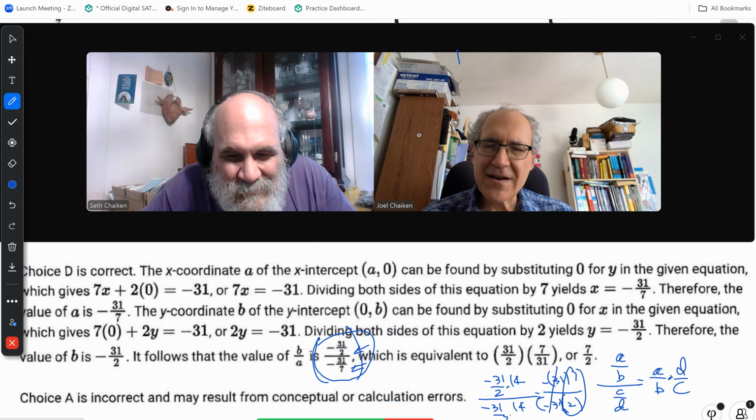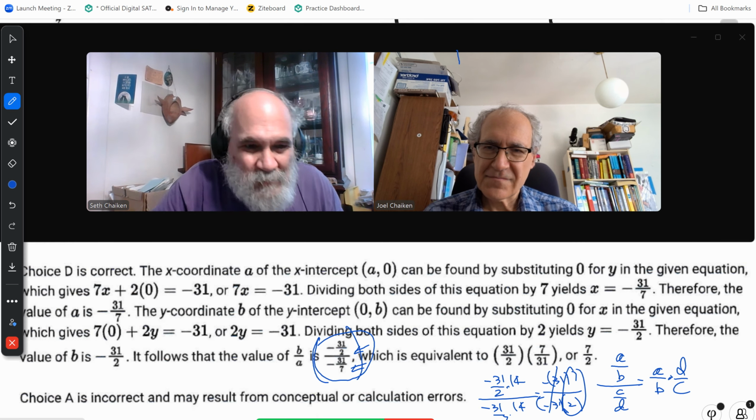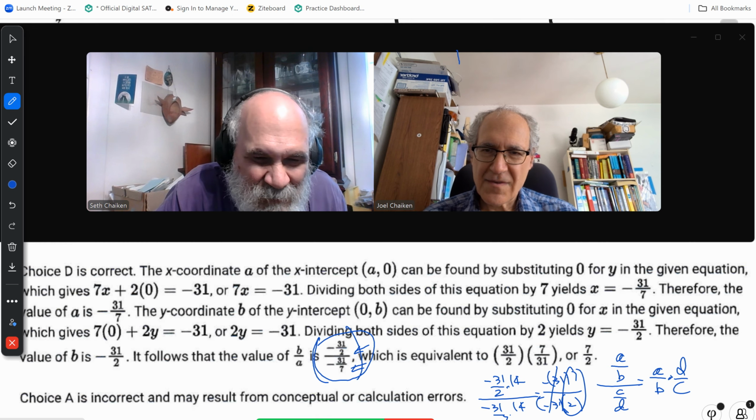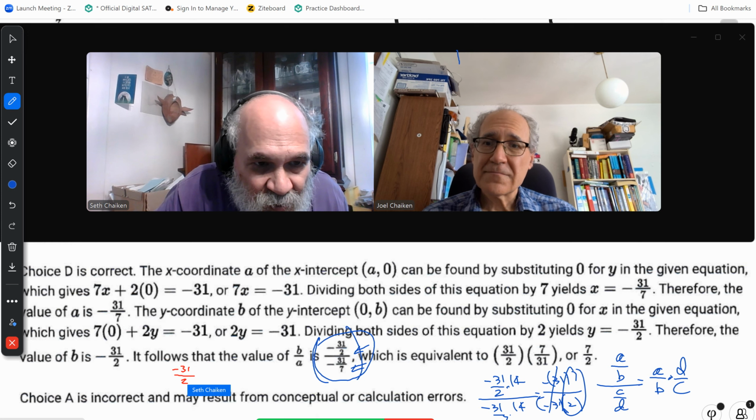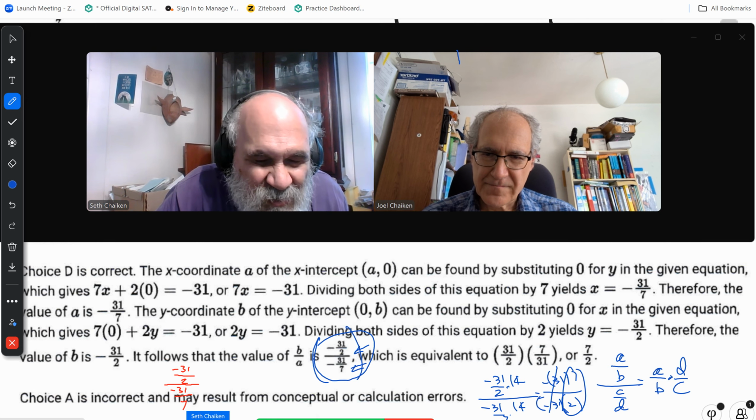Multiply top and bottom by the common denominator? Yeah, which way do you do it? Given nobody telling you how to do it, the way I do it is, let's see here, we have minus 31 over 2 over minus 31 over 7. Well, the way I do it is that I know the pattern.